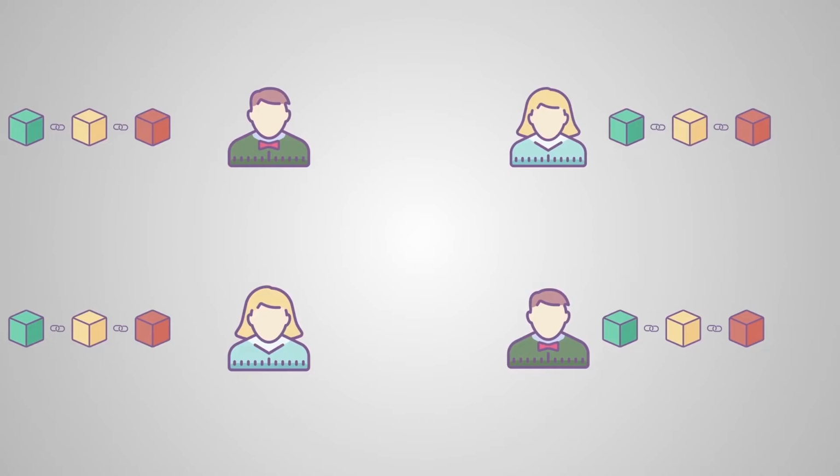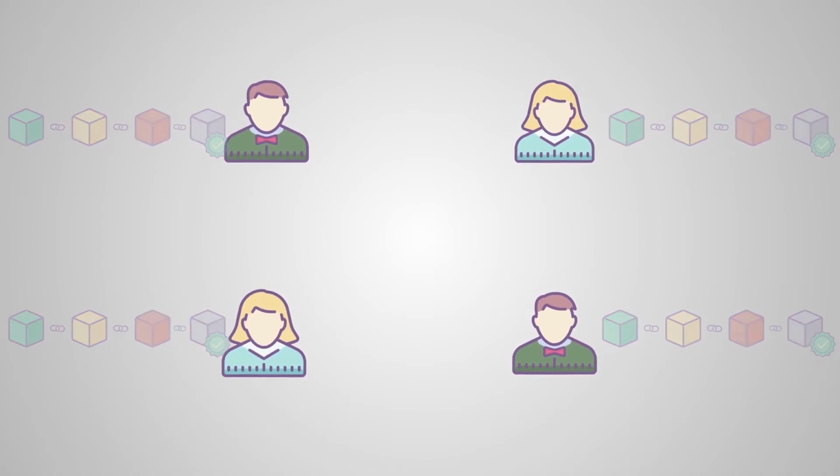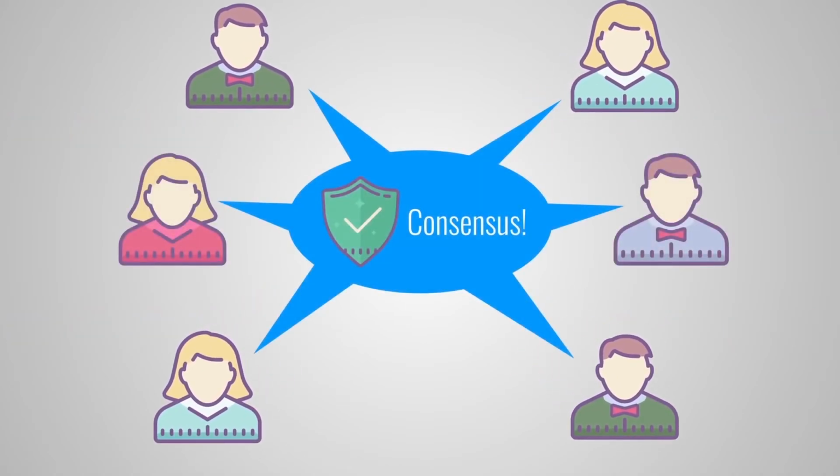Now let's see what happens when someone creates a new block. That new block is sent to everyone on the network. Each node then verifies the block to make sure that it hasn't been tampered with. If everything checks out, each node adds this block to their own blockchain. All the nodes in this network create consensus. They agree about what blocks are valid and blocks that are tampered with will be rejected by other nodes in the network.